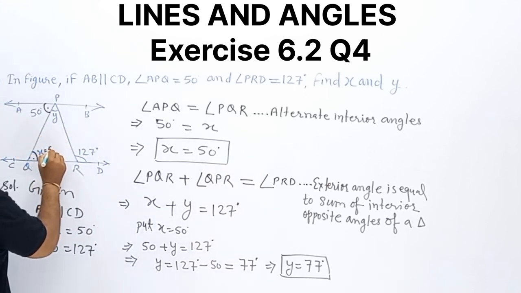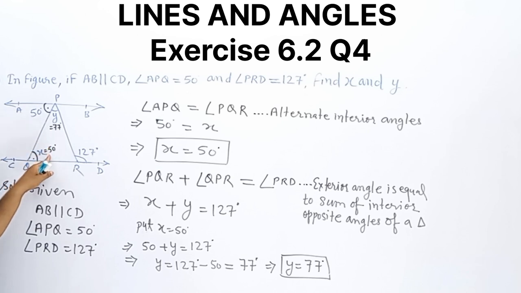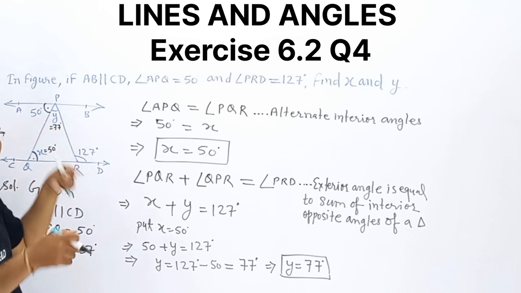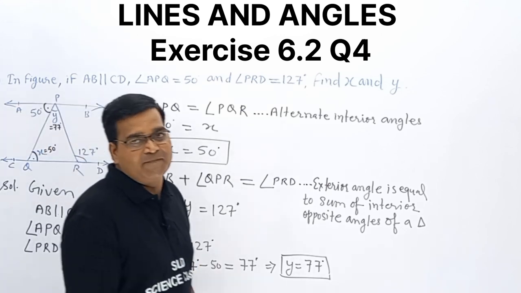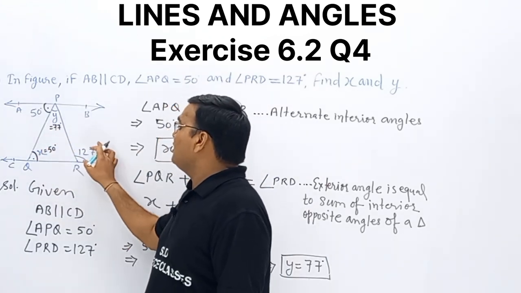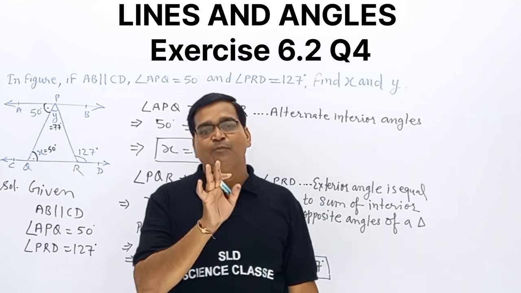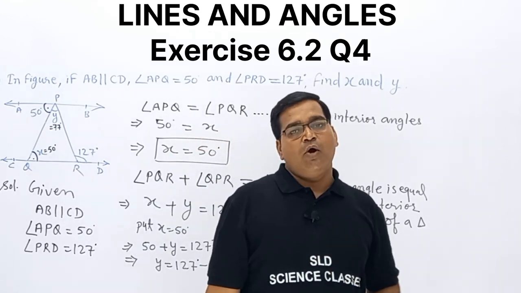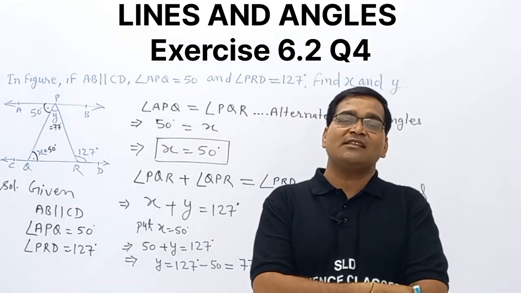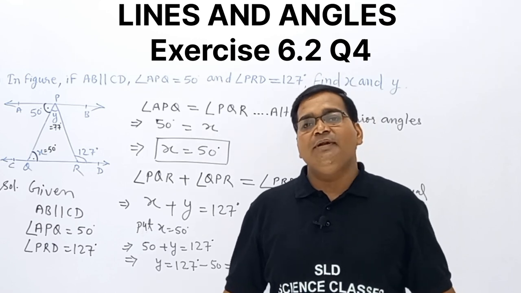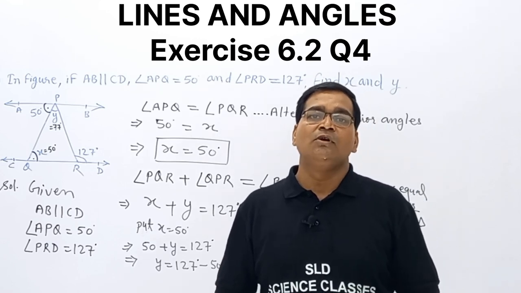x equals 50 degrees, and this will be 77 degrees. Once we add both, 77 plus 50, 7 plus 5 is 12, so the sum of both will be 127 degrees. It means our result, whatever x and y values we obtained, will be correct. Why? Because the sum of both will be equal to this one. It means that property is correct, and the results we obtained for x and y are correct. I hope you understand this question. That's all about this question. Thank you so much.